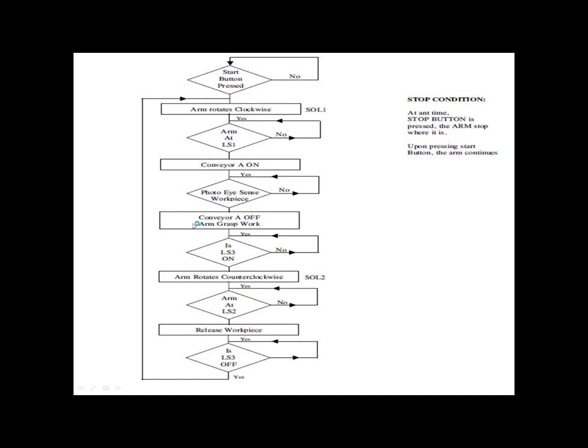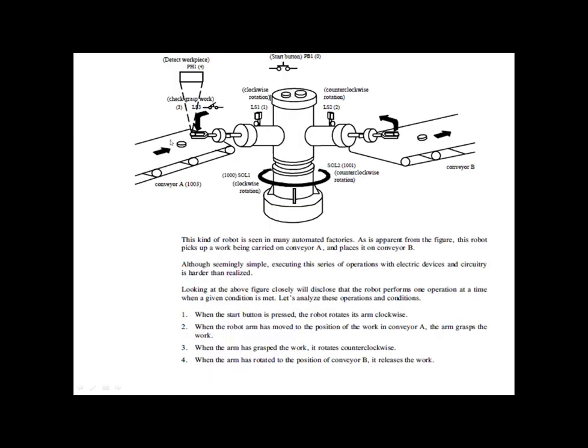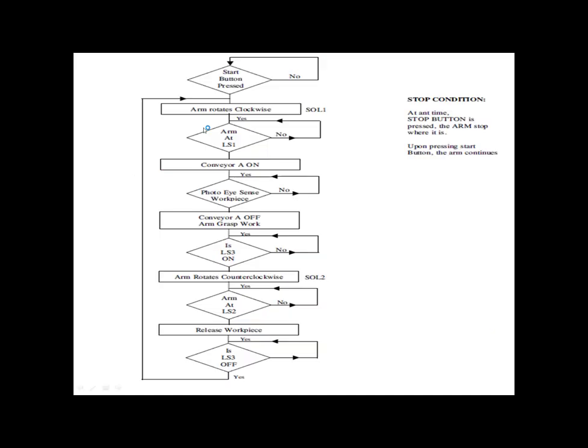And for sure, when the arm grabs the workpiece, there is a sensor to detect that. So when it grabs the workpiece, we have to check whether it has grabbed the workpiece, with LS3, right? So when LS3 is on, there's a conditional check. If it is yes, then we will move on further. If it is no, then we will go back and sense it again and again until it's true, and we can move on to the next step.